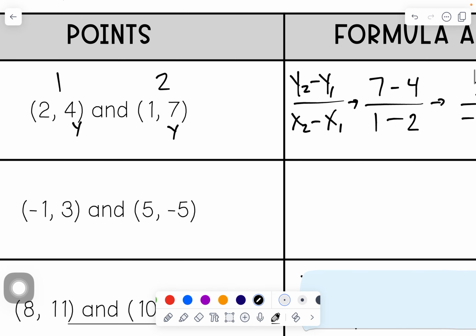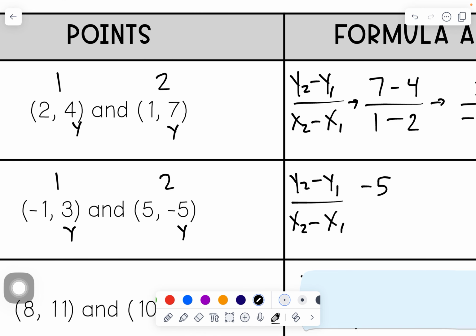Again, same idea. y2 minus y1 over x2 minus x1. Tell me which point's which. This is my first point. This is my second point. Plug them in appropriately, right? These are the y values. That's what I'm taking first. So I'm going to have negative 5 minus 3. And then I'm going to have 5 minus negative 1.